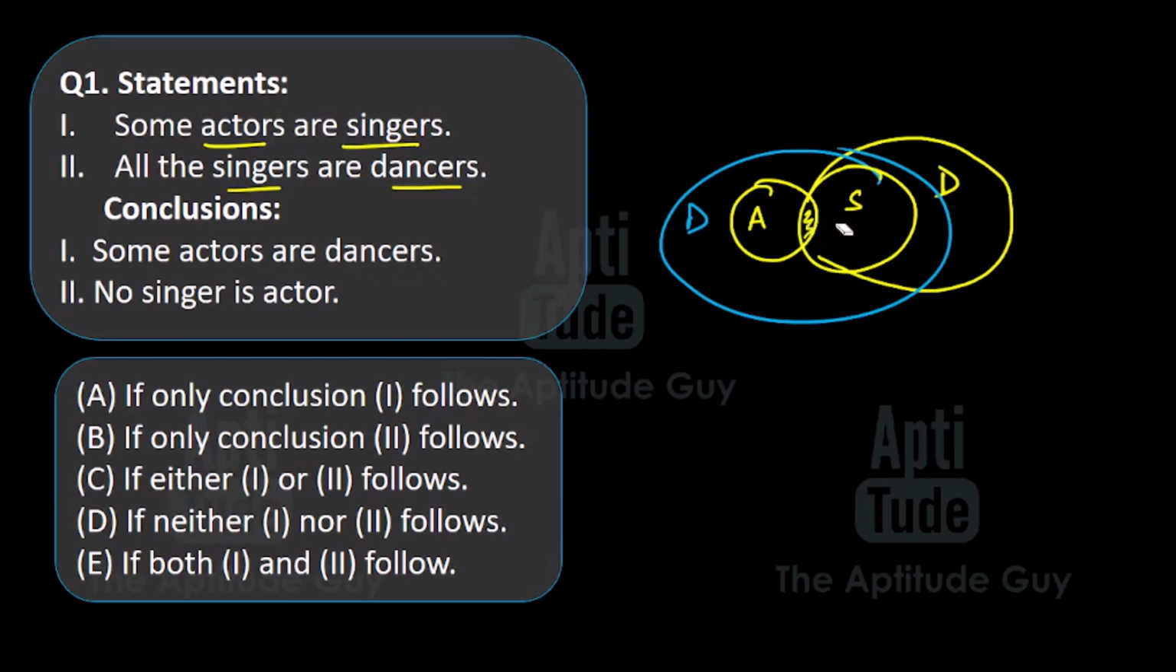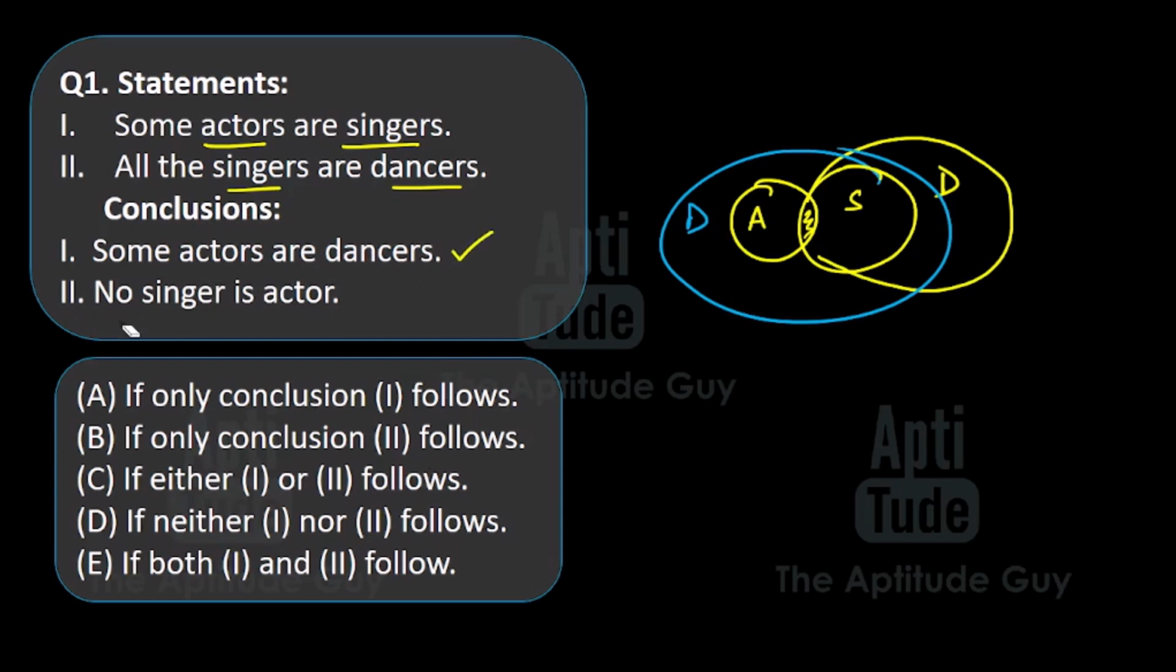Let's check out the first one. Are some actors dancers in the yellow possibility? Yes. What about the blue possibility? In the blue one, all the actors are dancers. That obviously means some actors are also dancers. Absolutely. So conclusion 1 is absolutely true.